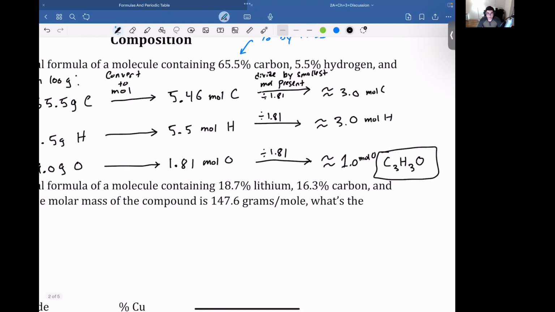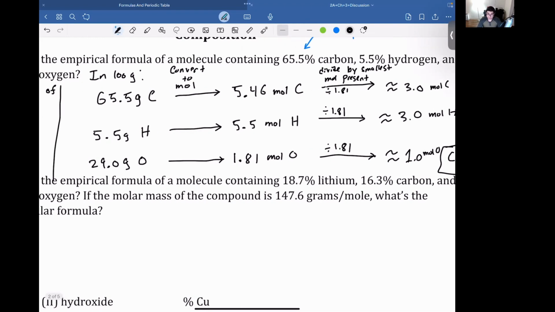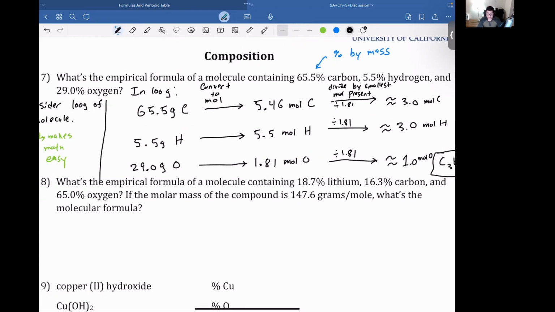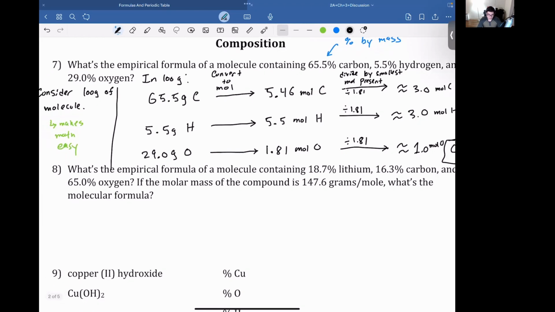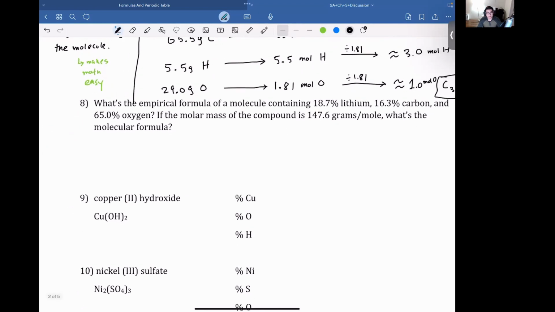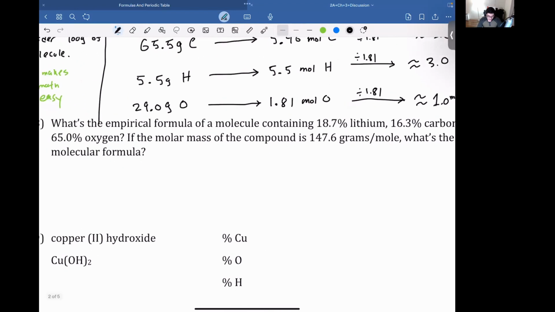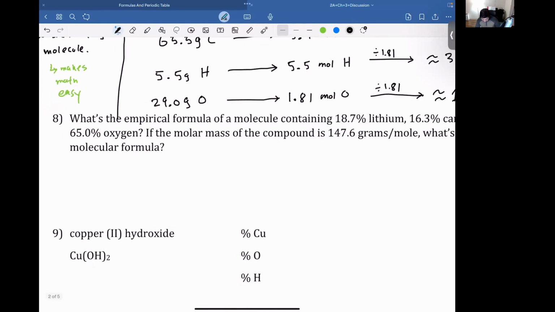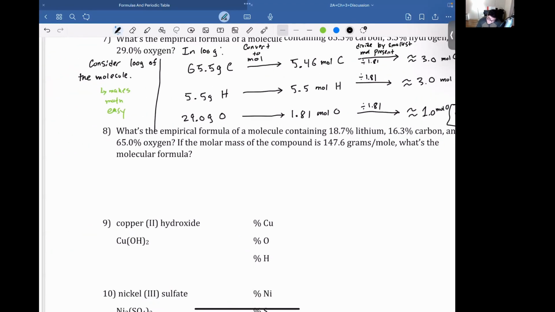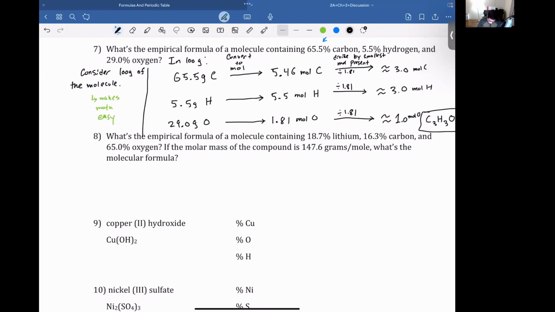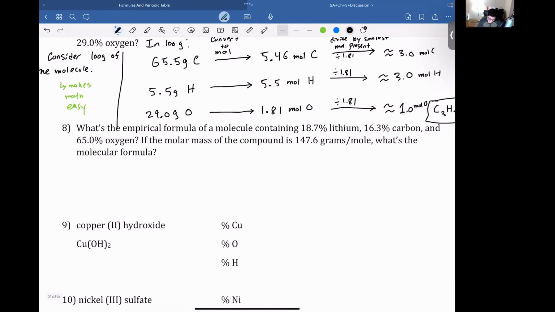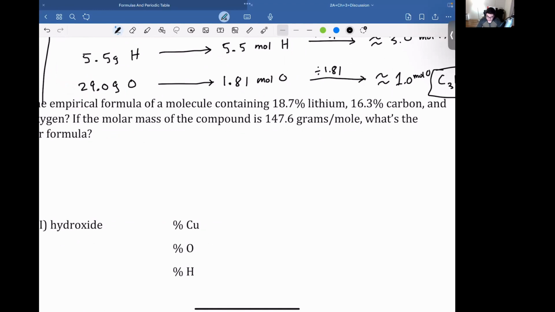So for these, it's the same process always. For the next one, we're going to do the exact same thing. There's one extra step for the molecular formula, but otherwise it's exactly the same. All right. So going on to number 8, it says, what is the empirical formula of a molecule containing 18.7% lithium, 16.3% carbon, 65% oxygen? And then it tells you the molar mass of the compound.